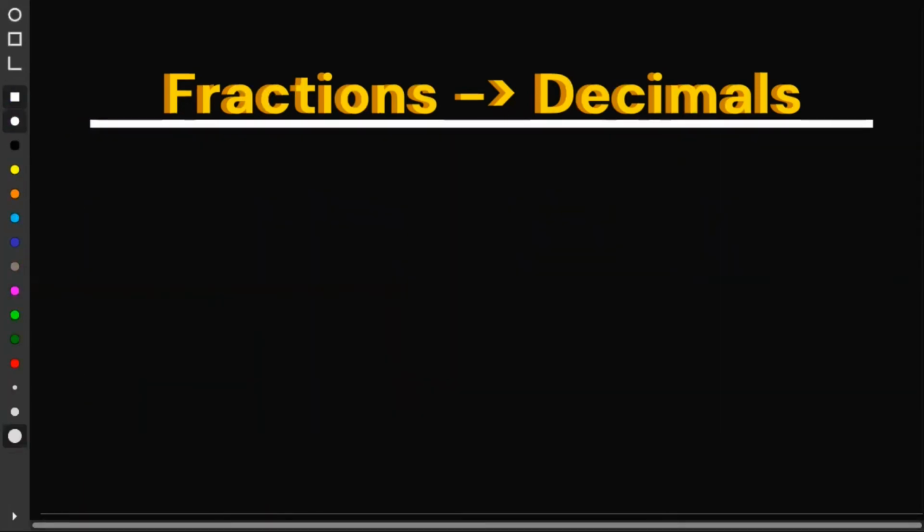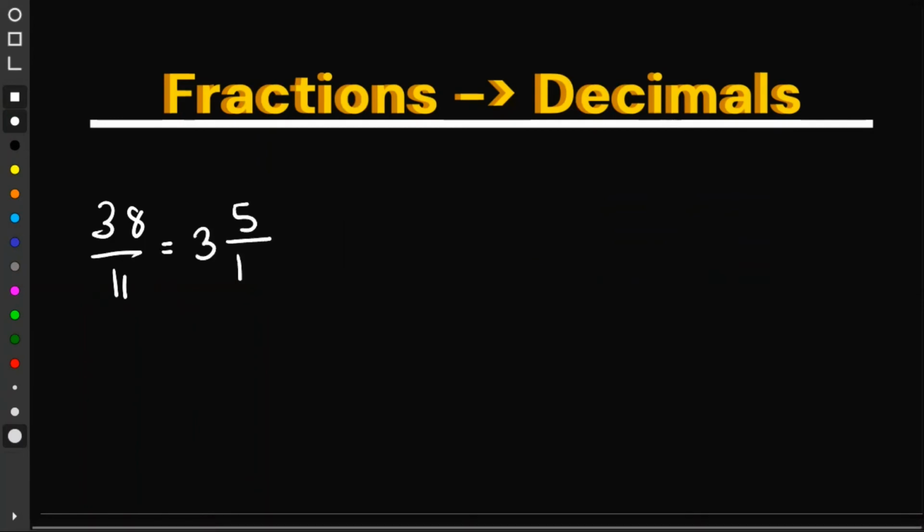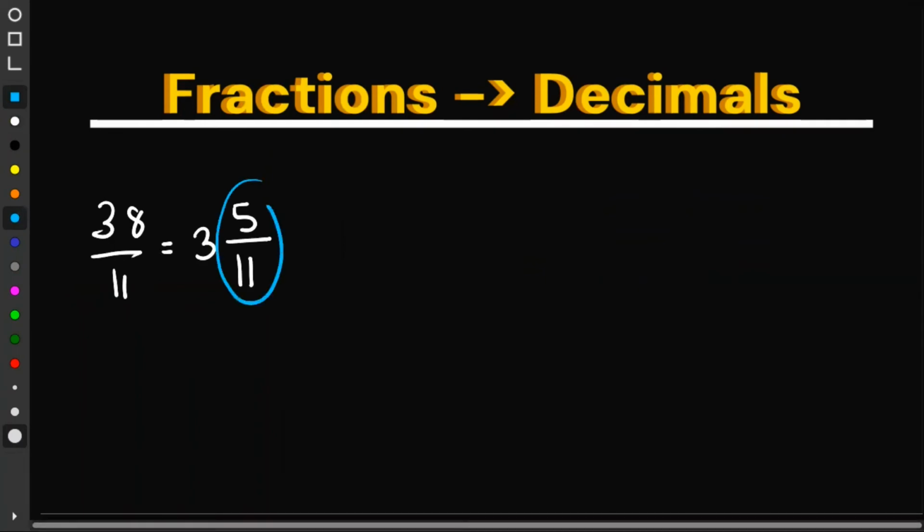So let's try one last example. If we have 38 over 11, now again, since this is an improper fraction, we can convert it to a mixed fraction. So this would give us 3 and 5 over 11. So we would only need to focus on the 5 over 11 part.